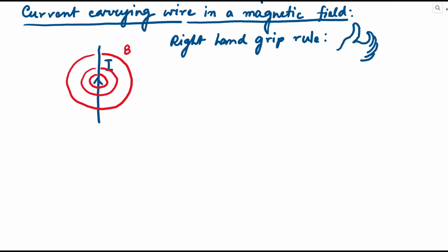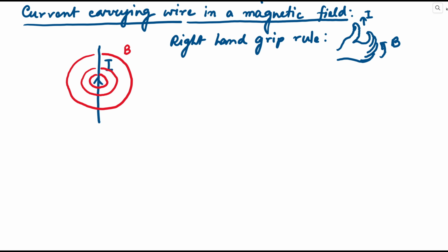So please ignore my drawing. It's horrible, but you get the idea. So basically, take your right hand, point your thumb in the direction of the current. This is our thumb pointing in the direction of the current. And this is the curling of the fingers, which gives you the direction of the circular magnetic field set up by the current carrying wire.